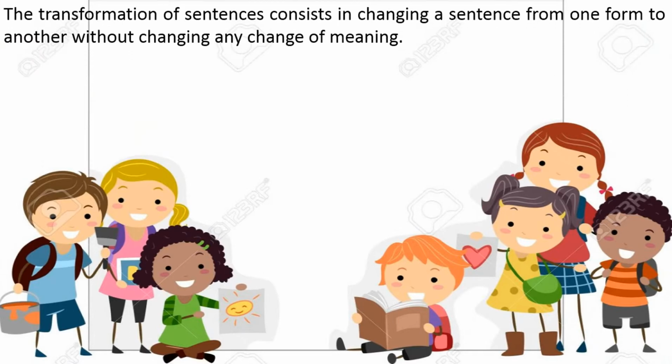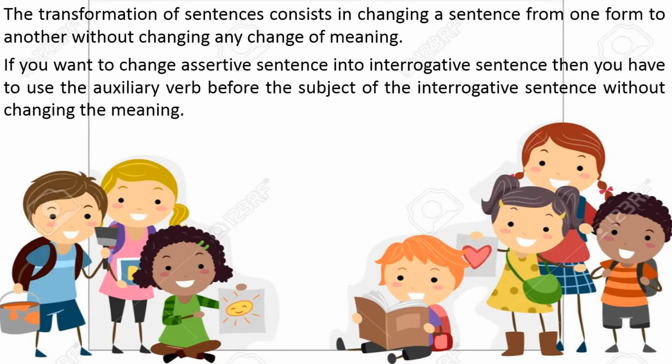Firstly, you have to know that the transformation of sentences consists in changing a sentence from one form to another without any change of meaning. If you want to change an assertive sentence into an interrogative sentence, then you have to use the auxiliary verb before the subject of the interrogative sentence without changing the meaning.